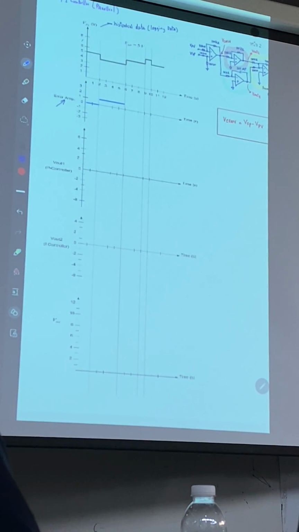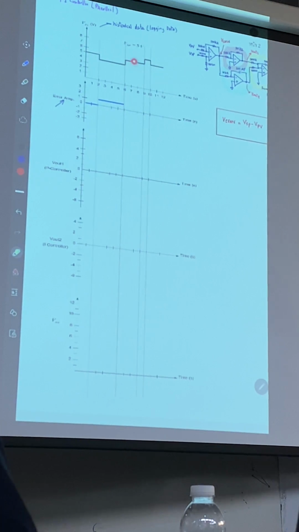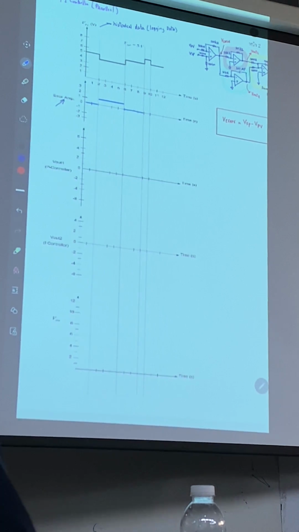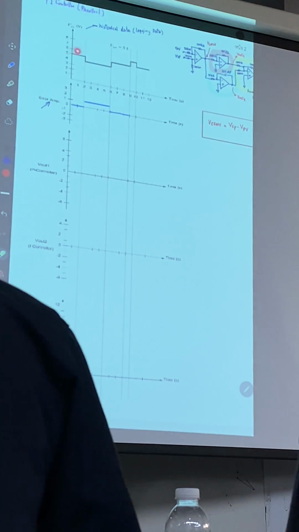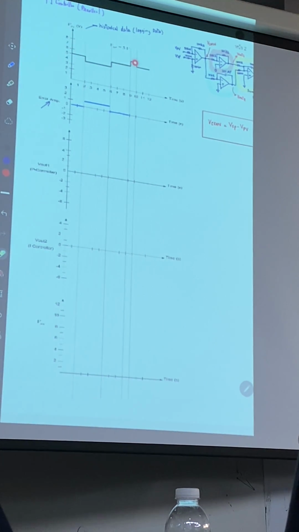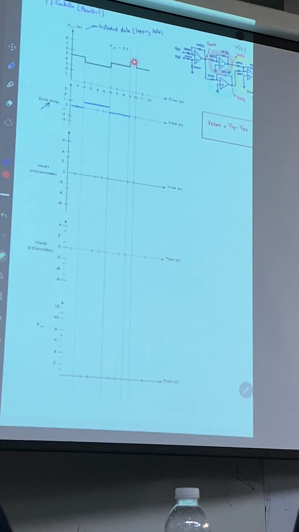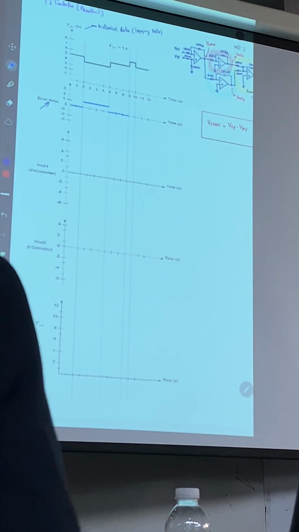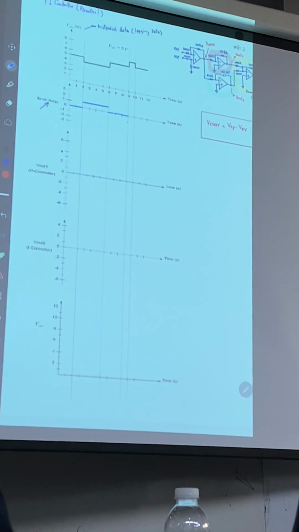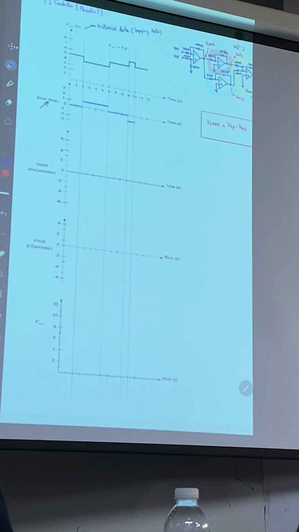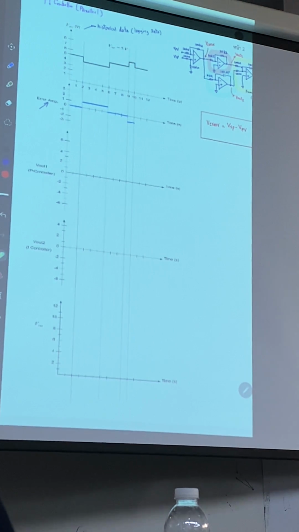And what is the next? The next is also 5. 5 minus 5 is equal to 0. The next step is 5 minus 6. PV is equal to 6. 5 minus 6 is equal to minus 1. So you will have a minus 1 here. So minus 1 is down here. Then the last step, you have 5 minus 5, and it is equal to 0.